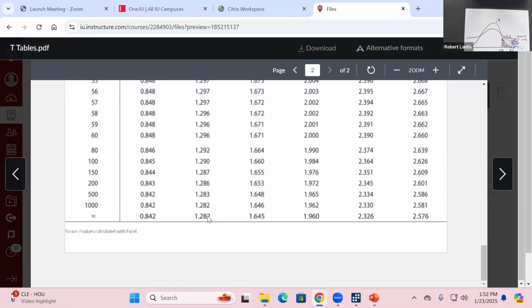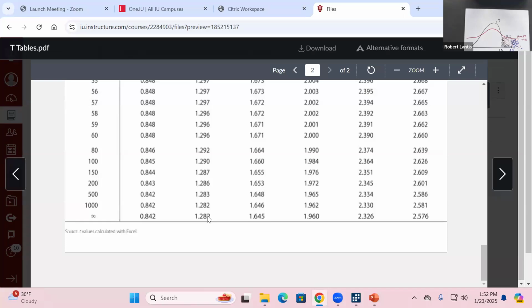And it gets kind of weird because it's infinity, but if I had an infinite sample, I would have everything. So what would I actually have? Population data, right? So it's kind of a weird thought experiment. We never actually truly have infinite degrees of freedom.